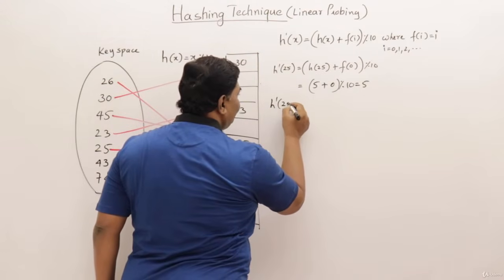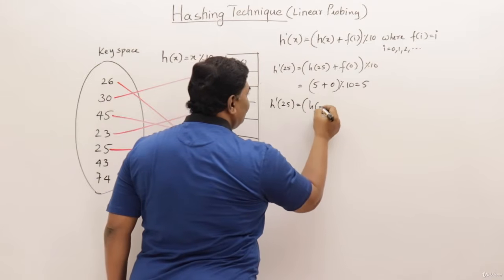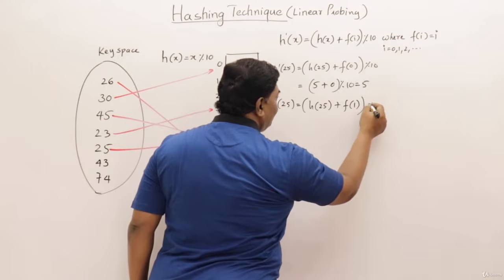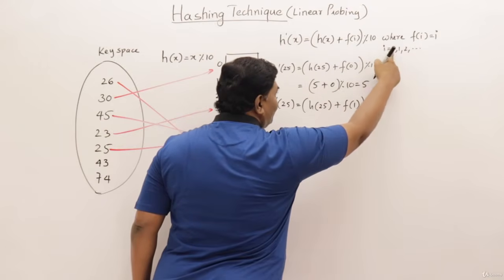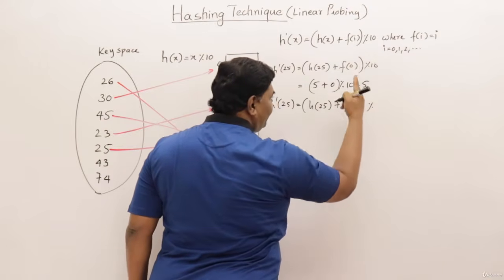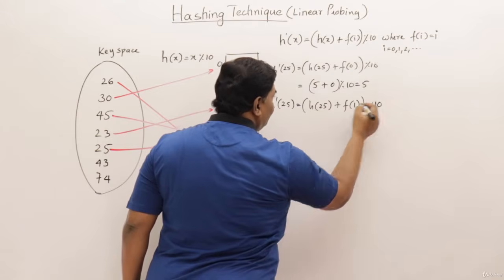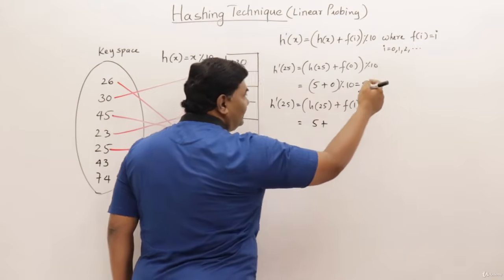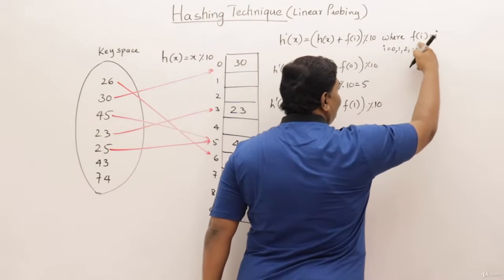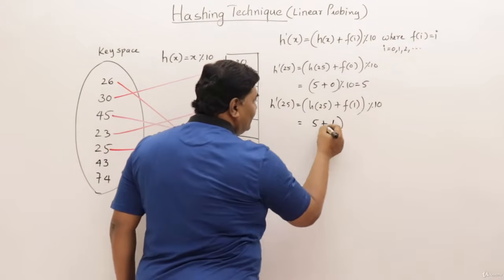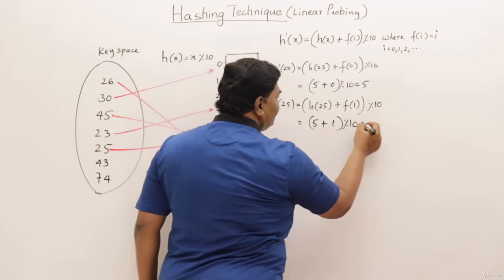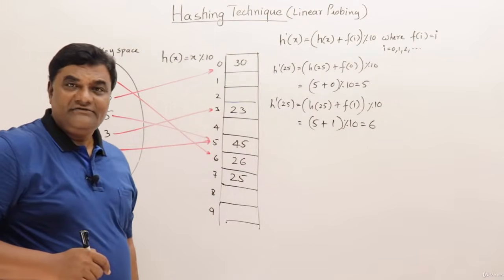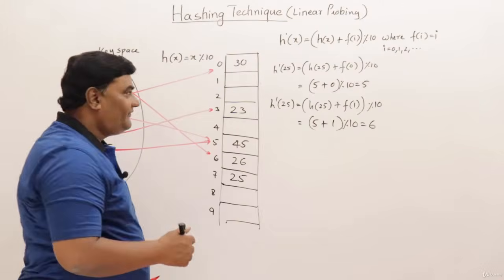We calculate h dash of 25 once again, h of 25 plus f of 1 this time. The i value is taken from 0 onwards, so first we tried 0, then next 1. So this is 5 plus f of 1, and f of i is i, so this is 1 mod 10. The result is 6. Check at index 6. A key is already there, it's not vacant. Then try the next value of i.